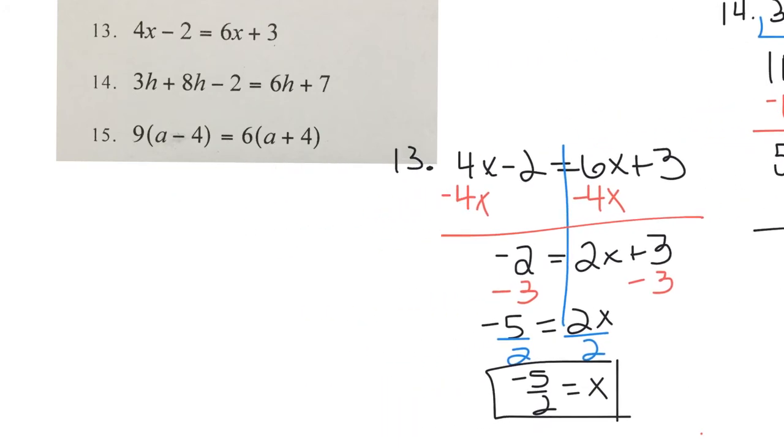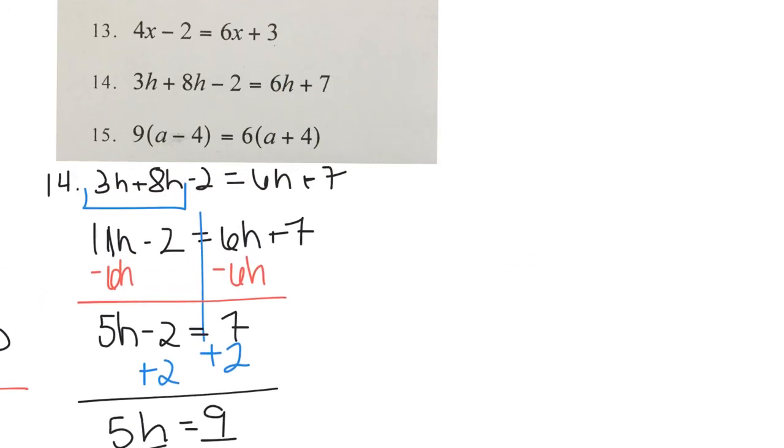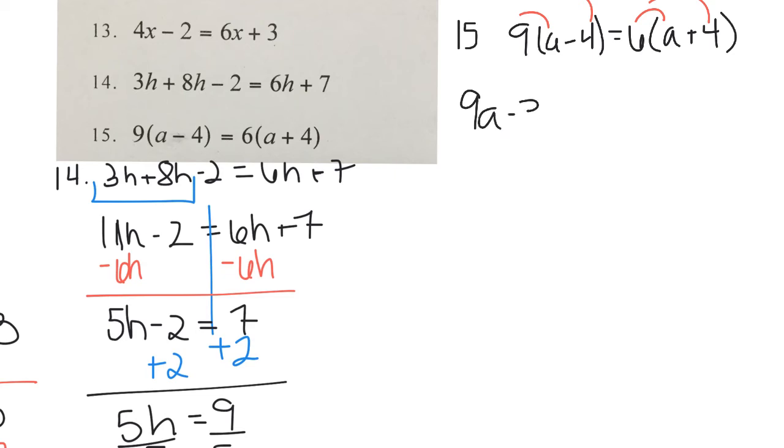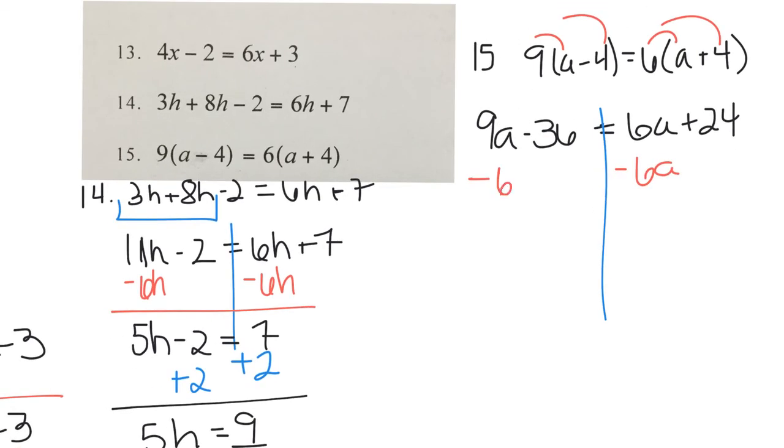And let's see, lastly, let's go this way. Number 15. 9 times a minus 4 equals 6 times a plus 4. So we're going to distribute the 9 and then distribute the 6. 9a minus 36 equals 6a plus 24. 6 times 4 is 24. Variables on both sides. To keep my variable positive, I'm going to subtract the 6a. You would get the same answer if you subtracted the 9a first.